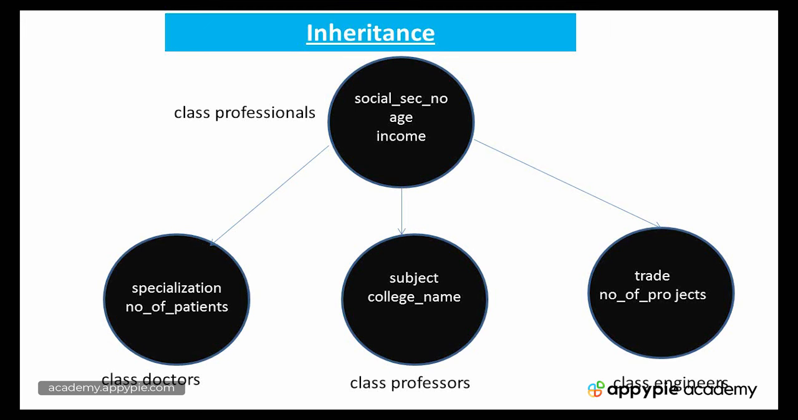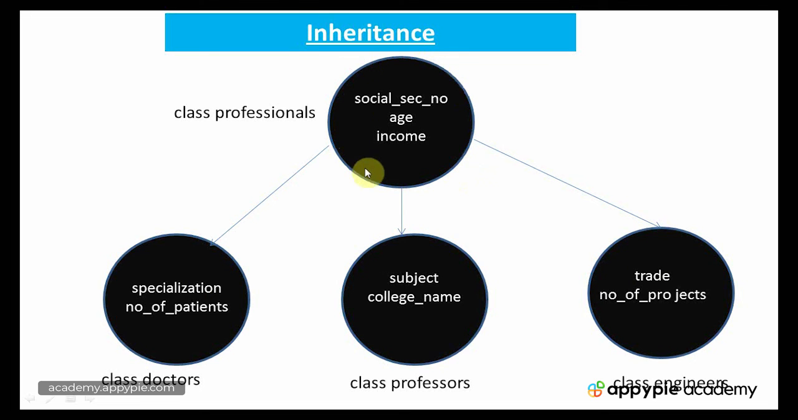So what I mean to say is, let me explain it with the help of this example which is in front of you. In this case, I have got a parent class, Professionals. A parent class is also called a superclass. Now I want to have a class Doctors, a class Professors, and a class Engineers. Now class Doctors has specialization and number of patients, and class Professors has this data: subject and college name, and class Engineers has trade and number of projects, right? And whether the person is a doctor, professor, or engineer.